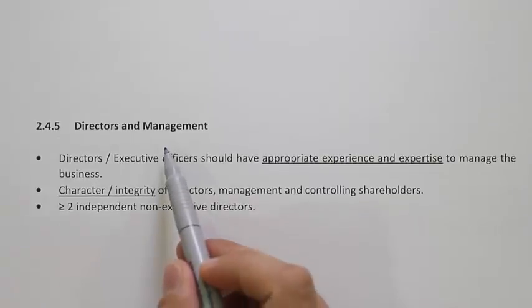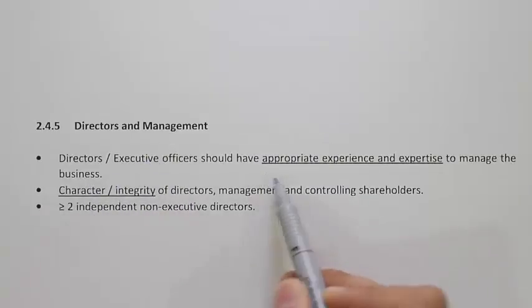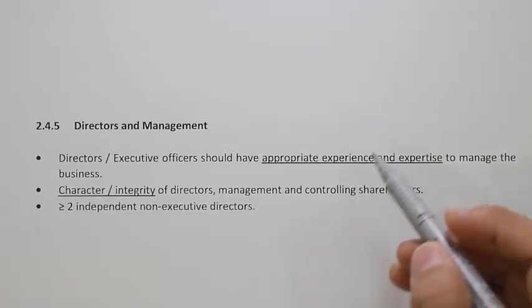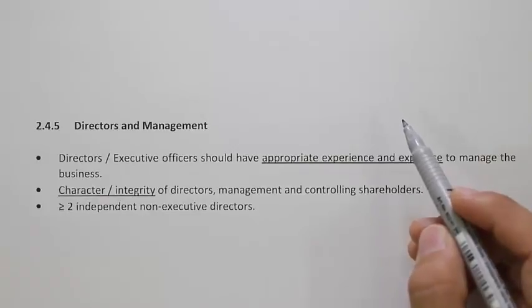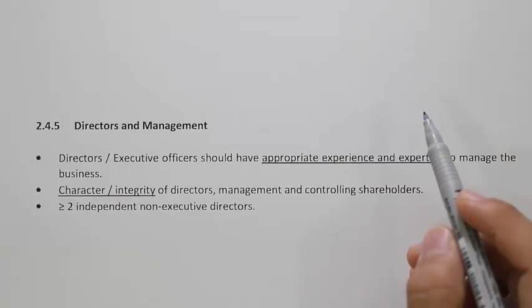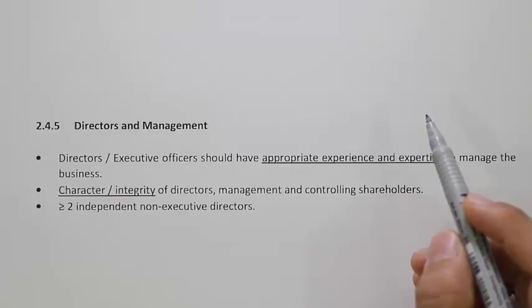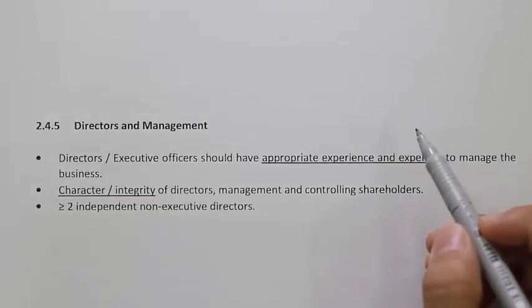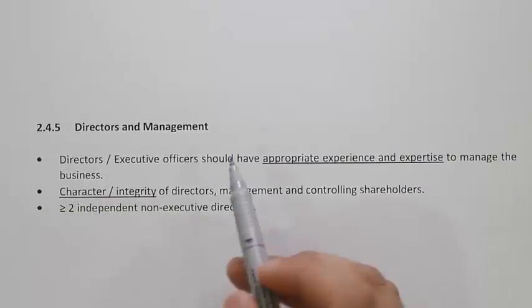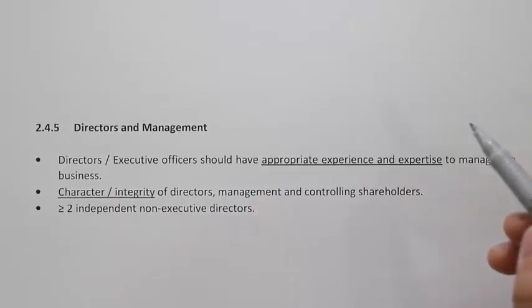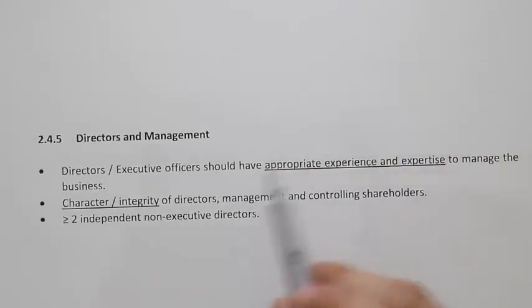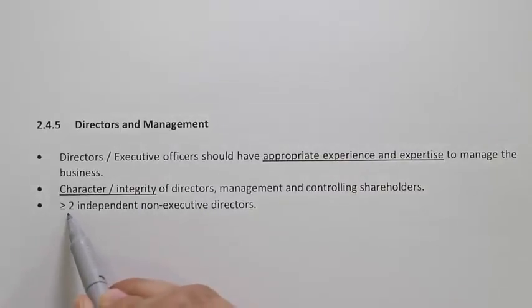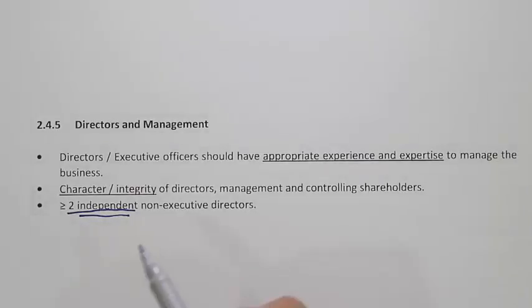The directors and management of the company should have appropriate experience and expertise to manage the business. This test is very similar to the fit and proper criteria that we mentioned in previous topics on the criteria that you need to become a stockbroker or have a license to trade. It's the same thing. We require directors and executive officers to have a good reputation, character, and integrity, like I mentioned. And there should be more than 2 independent, non-executive directors.